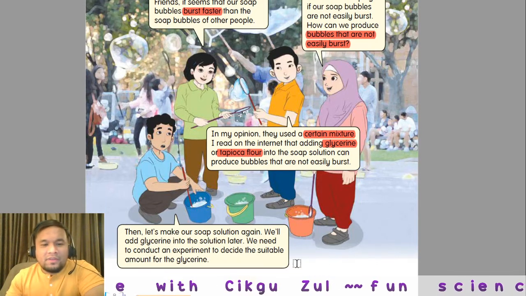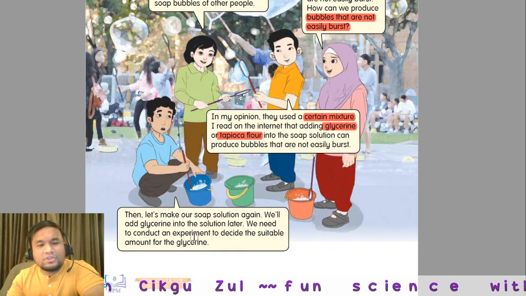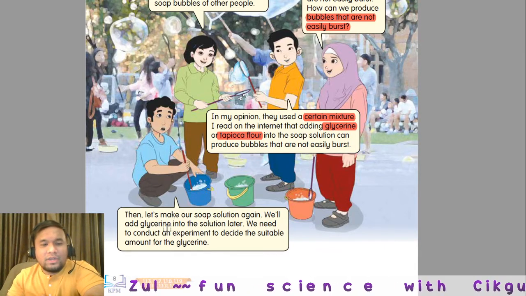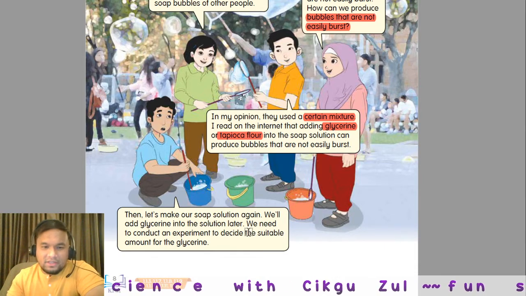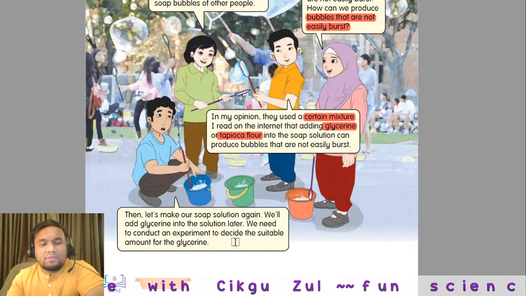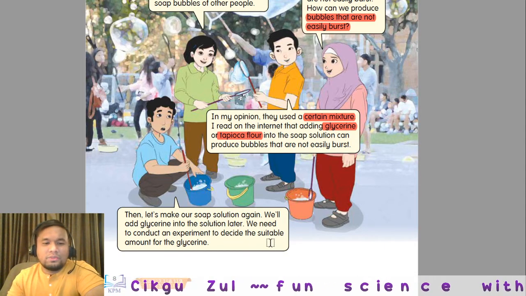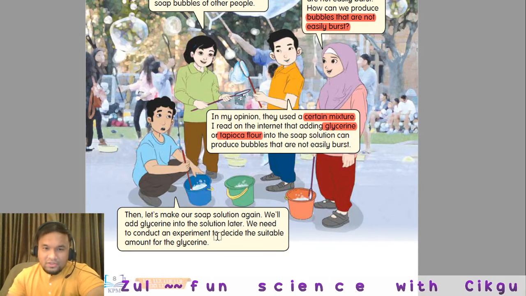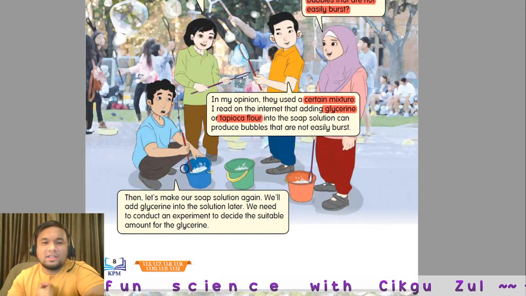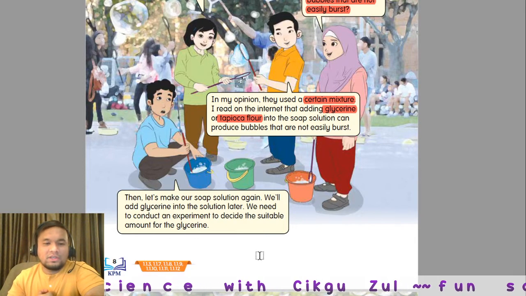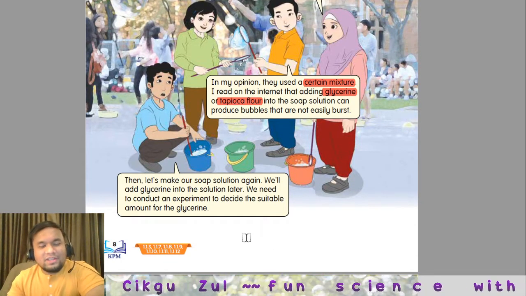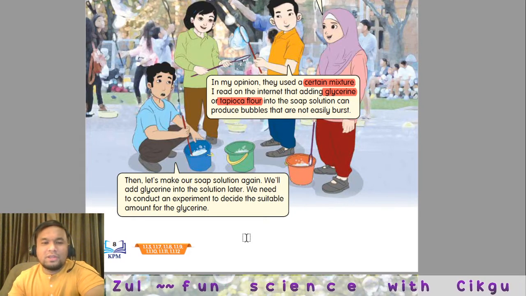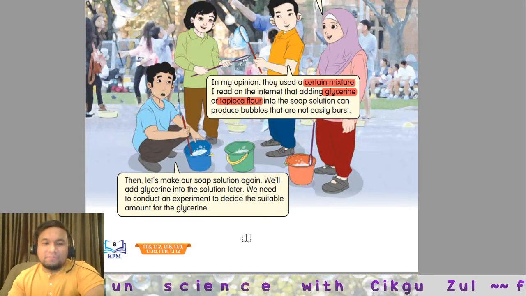Okay, so let's then make our soup solution again. Dia kata, we'll add glycerin into the solution later. We need to conduct an experiment to decide the suitable amount of glycerin. Jadi dia pun tak sabar dah ni. Dia kata kalau macam tu, jomlah kita buat uji kaji. Kita tengok berapa banyak glycerin yang boleh kita tambah supaya buih kita tu lambat pecah.